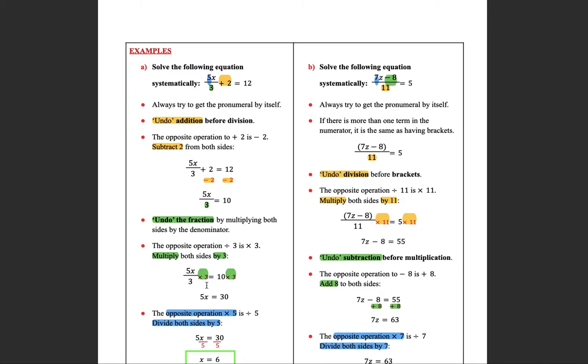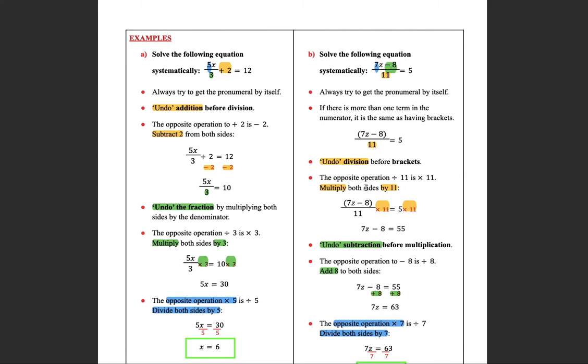Second example, again, quite similar to this one as well, but think about where you can put those brackets. Anything on the numerator, put brackets on it, just to make your life easier. Once we've put in those brackets, we can see quite easily that we need to undo our division before we do our brackets. So if we have our divide by 11, that means we have to multiply by 11 in order to actually undo it. So we multiply by 11 on both sides.